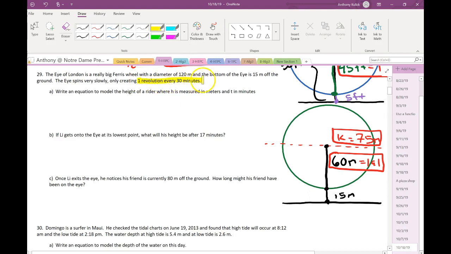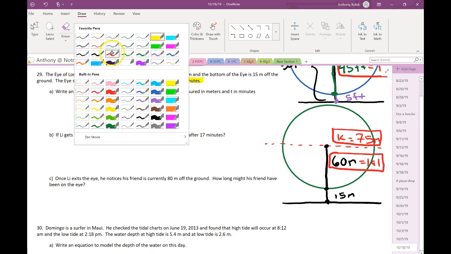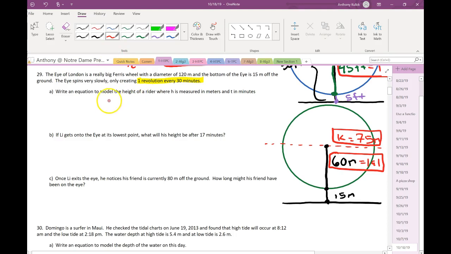To figure out c, I'm going to use the 1 revolution is 30 minutes, so I know 1 period is 30 minutes. And I know a period is 2 pi c. If I divide both sides by 2 pi, I get that c is 15 over pi.